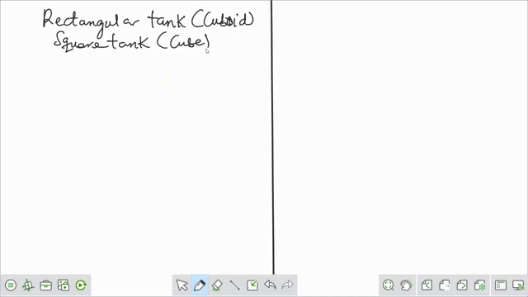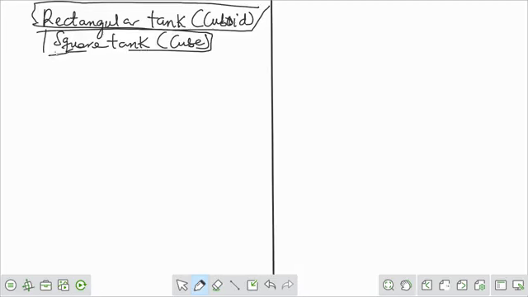But this one is very, very important: we form a cuboid using what? A rectangle. And we form a cube using what? A square. So let's still continue. Now we go to the cylinder.